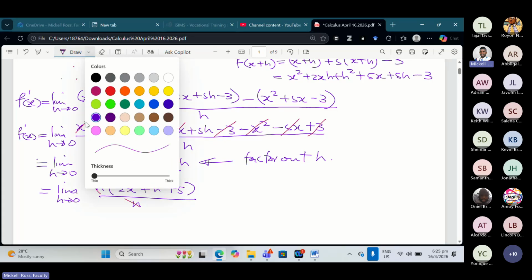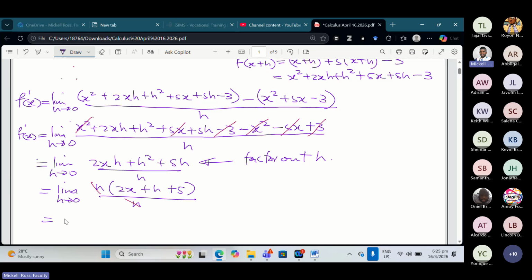All right. And then by using direct substitution, the limit as h tends to 0 of 2x plus h plus 5, when h is 0.